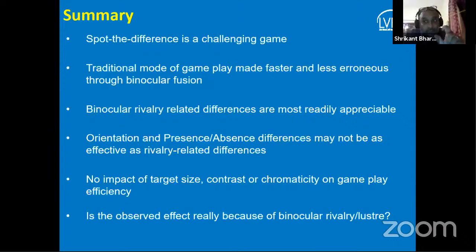Now, we are still not very happy. Despite doing these three experiments, systematically looking at various properties of the stimulus, we are still not very happy because there is one small assumption that we have made, and we want to address that assumption. The assumption is that all of the differences that we are seeing are indeed because of binocular rivalry or luster. I kept telling you that over and over during the presentation, but it is an assumption. I have really not tested that assumption. So we are currently setting up an experiment to actually test that.